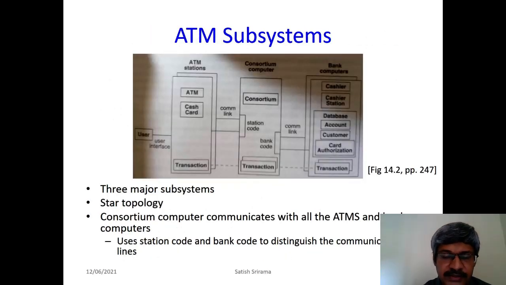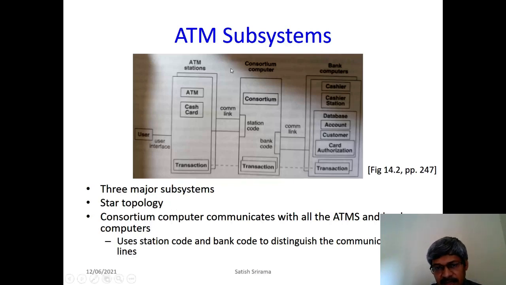So let us look at the ATM application again, which we have been discussing. This has three major subsystems: the ATM stations, the consortium computer, and the bank computers. Of course, each subsystem will have its own classes, associations and everything, which we have already discussed. It is more or less a complete application; it is a subsystem.